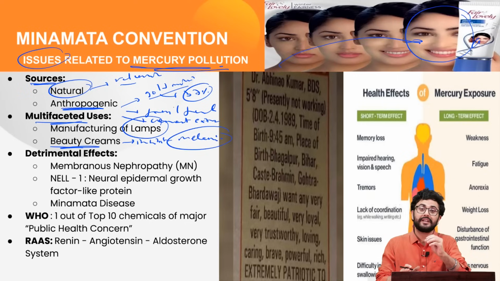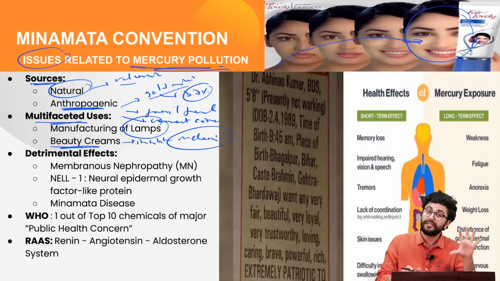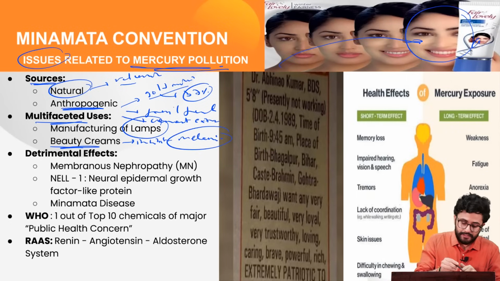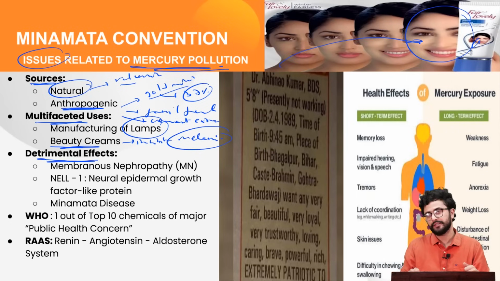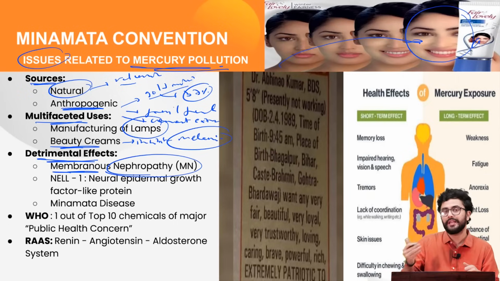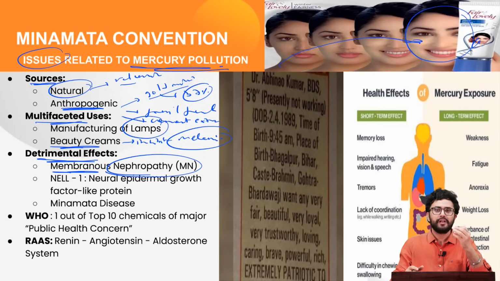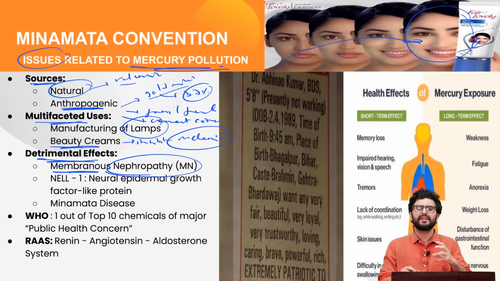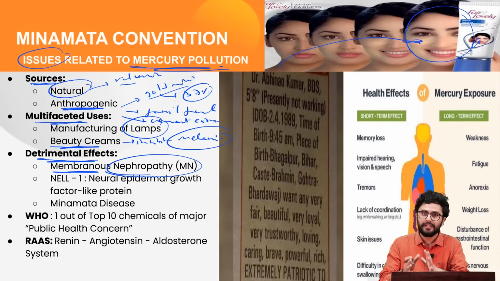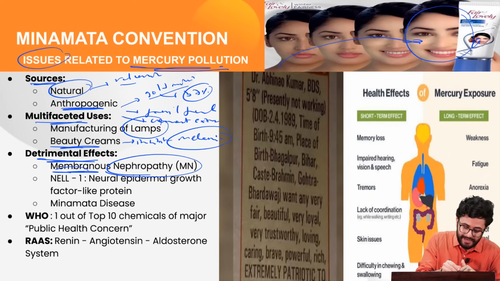But because of such rampant use of mercury in these beauty creams and high exposure to mercury, it has several detrimental effects, such as membranous nephropathy, which is basically an autoimmune disorder where there is high release of protein through the urine, ultimately causing severe diseases, such as NELL1 or the neural epidermal growth factor-like protein.